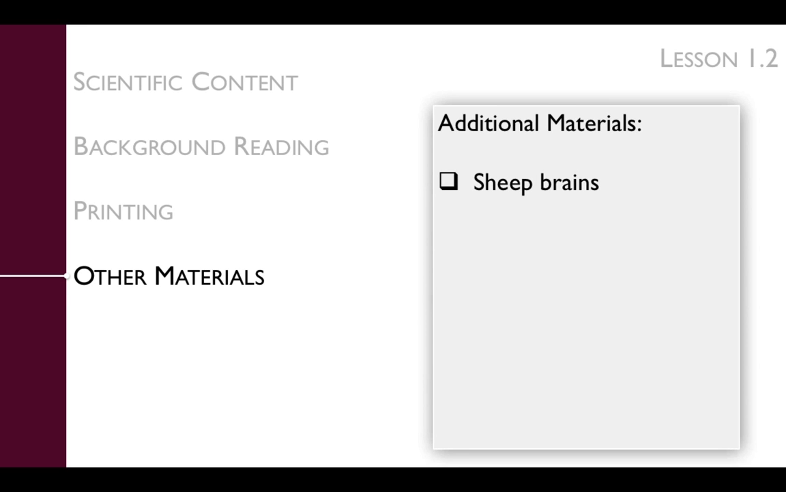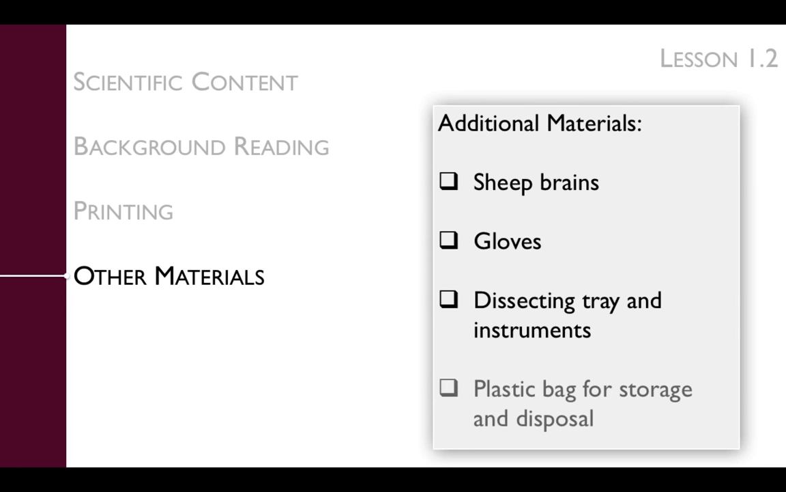You'll want to order the sheep brains with meninges still attached so that students can analyze and remove them, gloves, dissecting tray and instruments, and a plastic bag for storage and disposal of the brains once you're done.